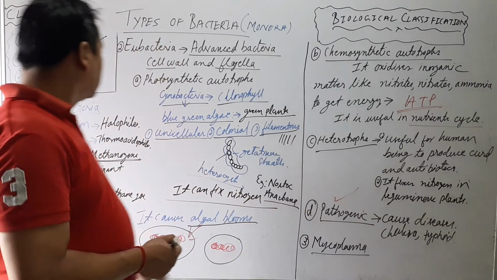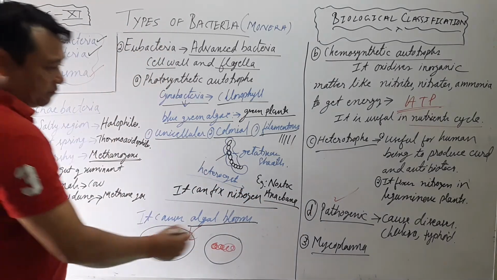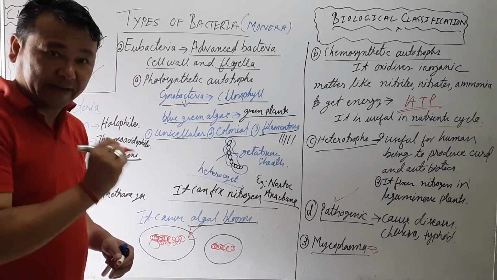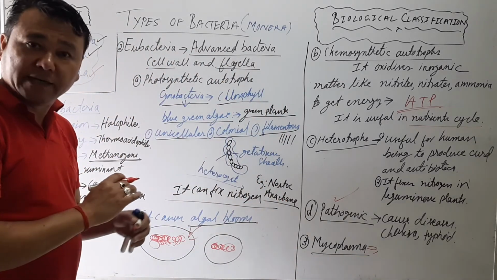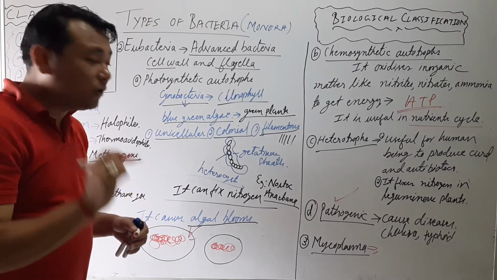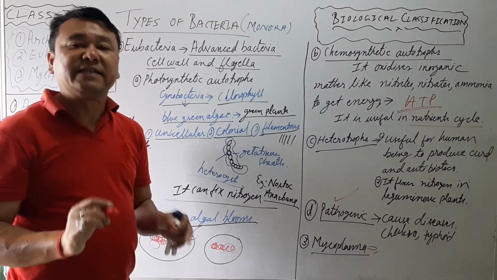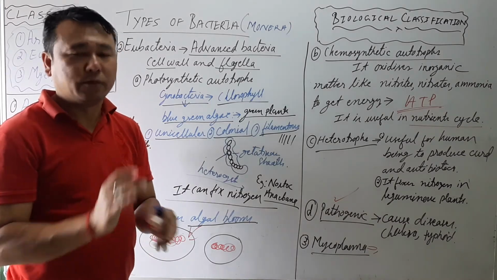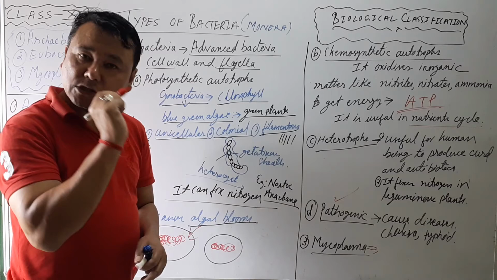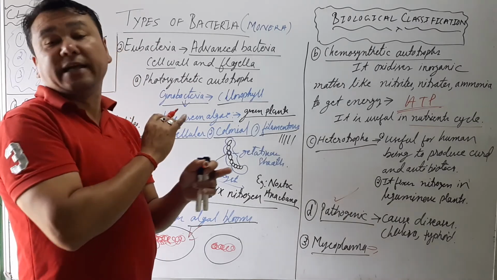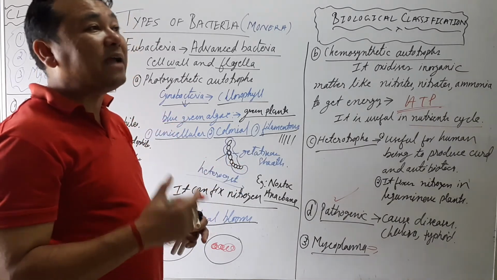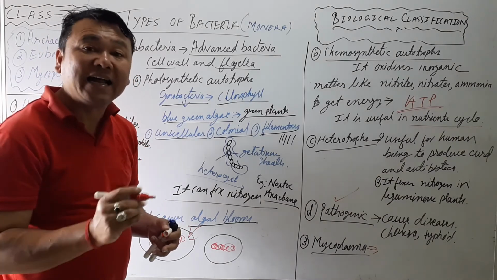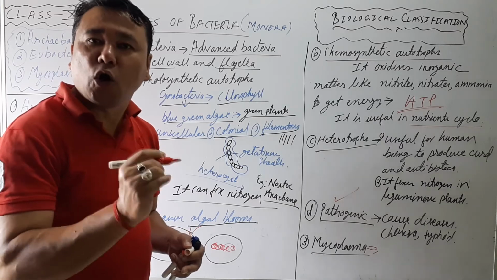Is that clear? And the third one is mycoplasma, and we know that mycoplasma is the smallest bacteria which do not contain cell wall, can able to survive without oxygen. And some of these mycoplasma are pathogenic also. Once again repeat, mycoplasma is the smallest bacteria that does not contain cell wall. It can survive without oxygen, and some of these mycoplasma are pathogenic also that can cause diseases.